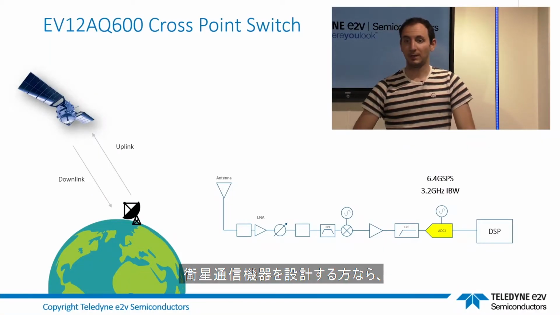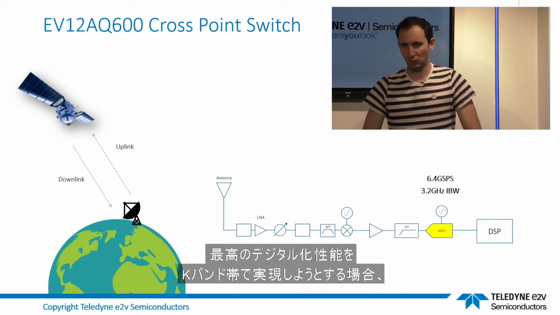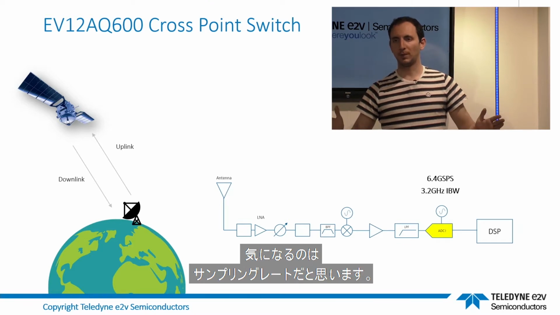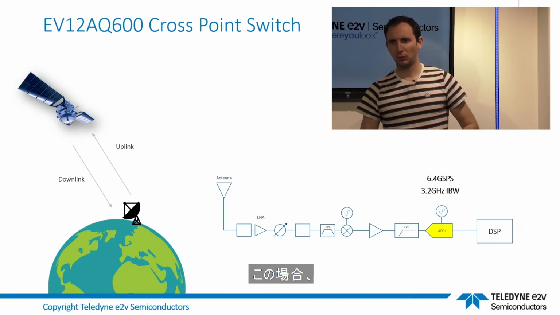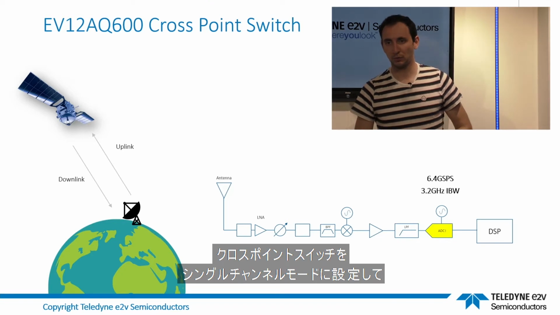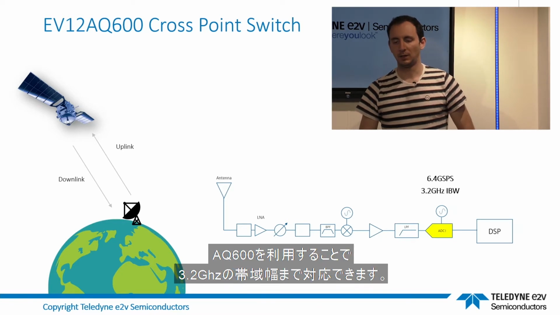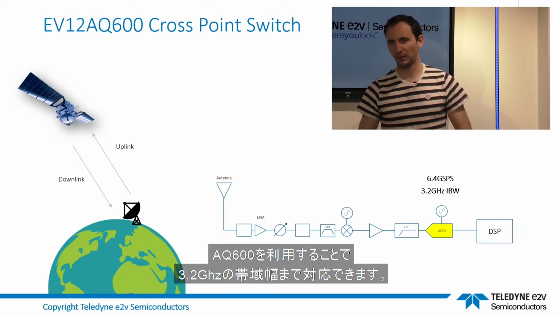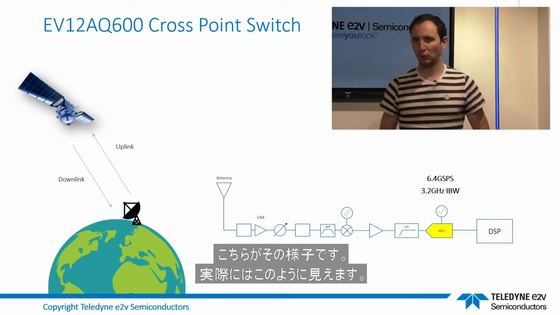If you are a SATCOM payload designer and you want to digitize the highest bandwidth possible in Ka band, then you will look for a higher sampling rate. So what you could do is set the Crosspond switch to one channel mode, and with the AQ600 you will get up to 3.2 GHz bandwidth. Here is what it would look like in real life.